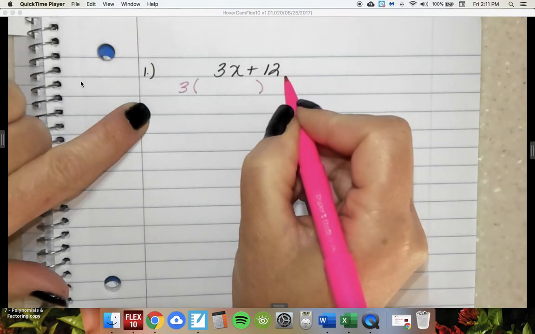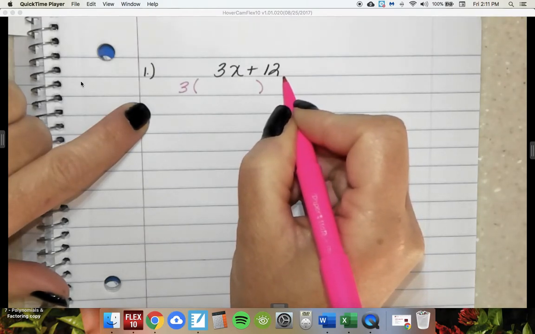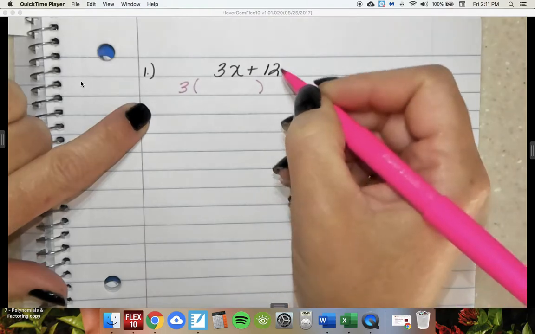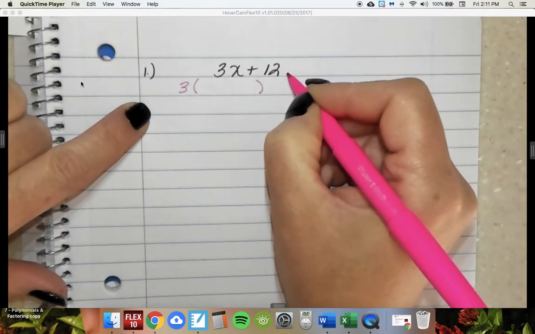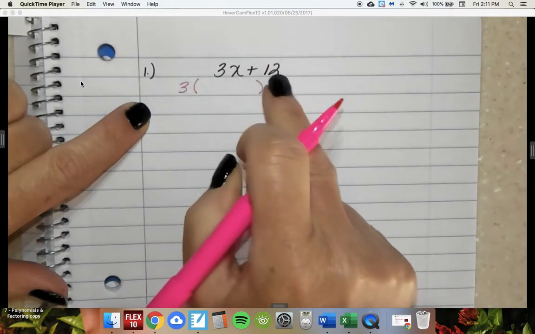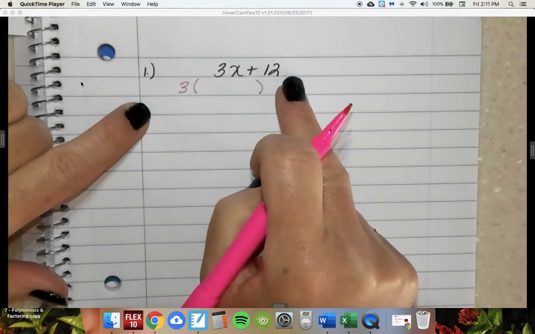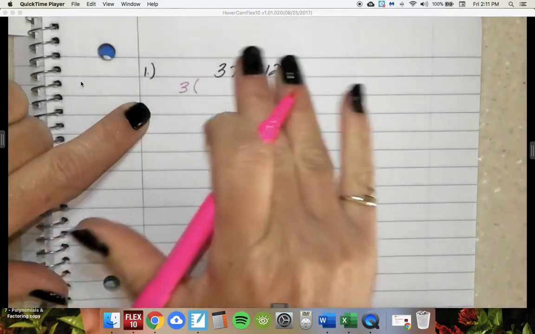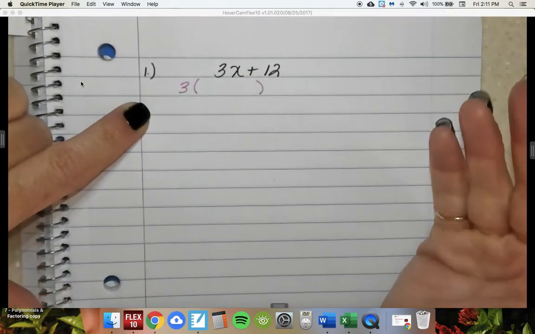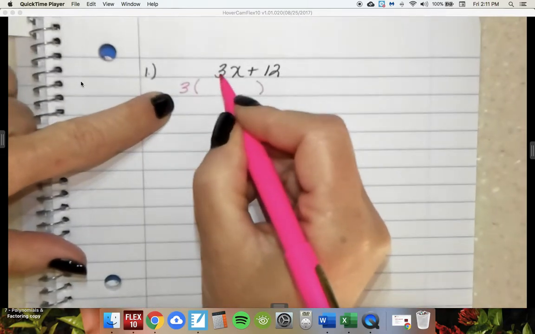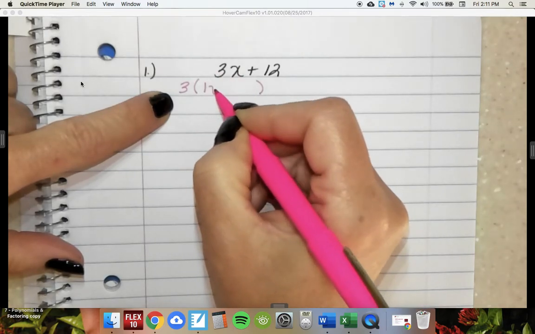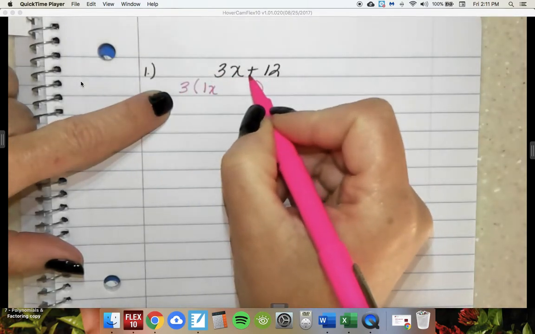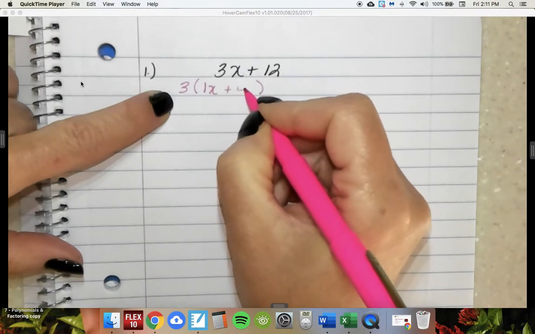Now, this guy has an x. This guy does not have an x. That means you cannot factor anything else out. If the 12 did have an x, and they both had an x to give, you could factor out an x, and put an x out here, but we can't. So if you divide a 3 out of 3x, that leaves behind 1x, and if you divide a 3 out of a positive 12, you get a positive 4.